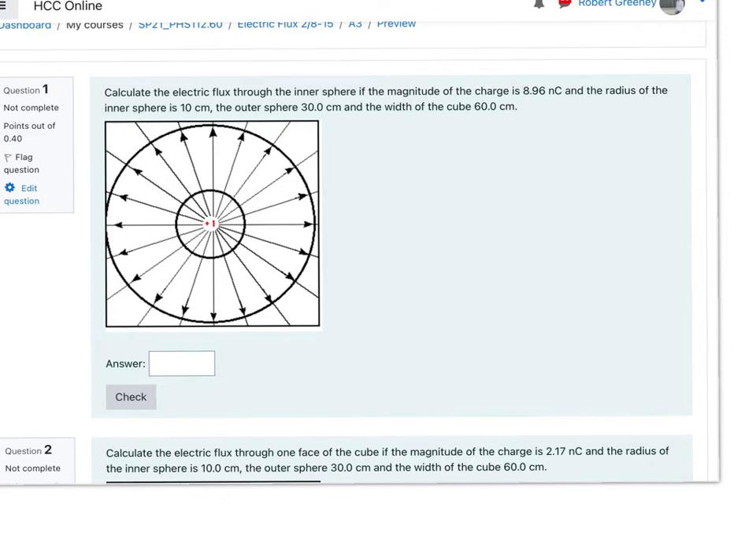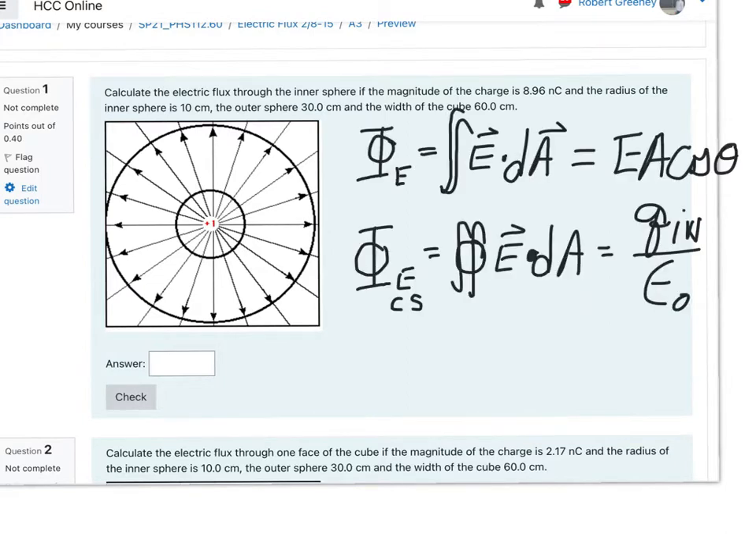So here we are, assignment 3, number 1. For all the assignments in the lab, we have two basic relationships that we're going to be working with. One is the definition of flux, and the other is Gauss's law. Those are two different things. See if you can write them down. Here they are. These will be the two tools, relationships, or equations that we work with.